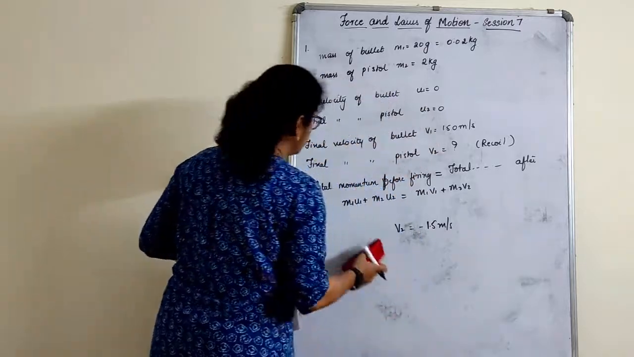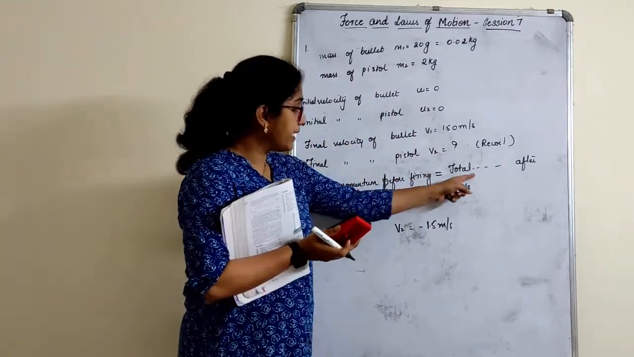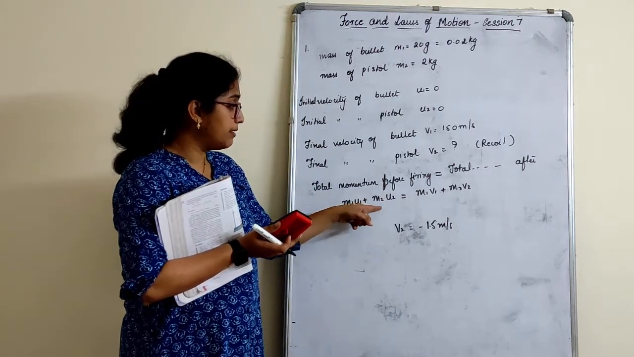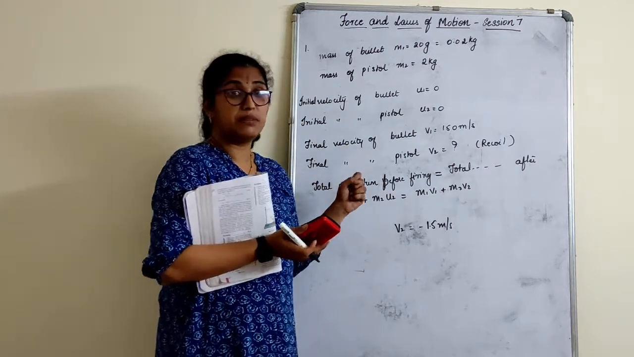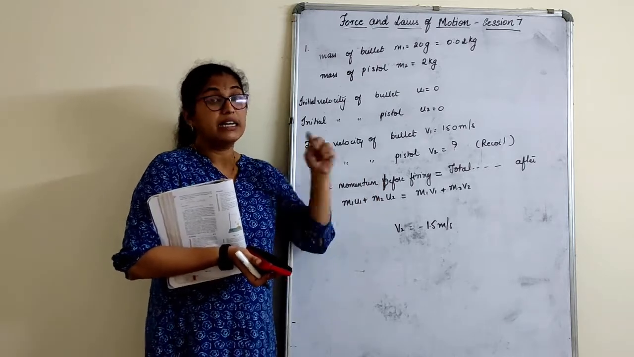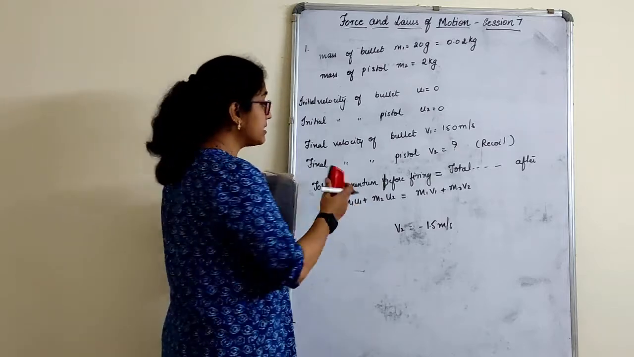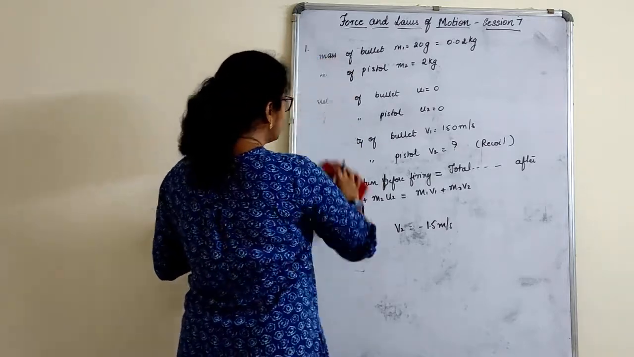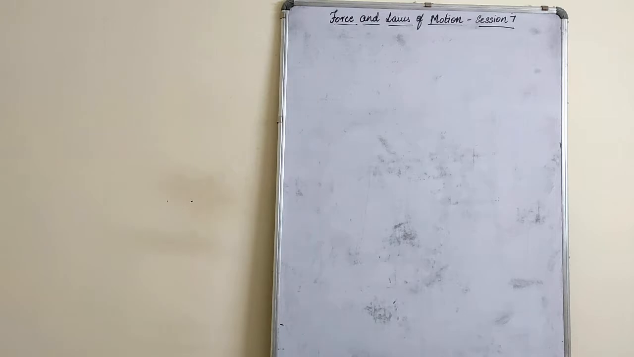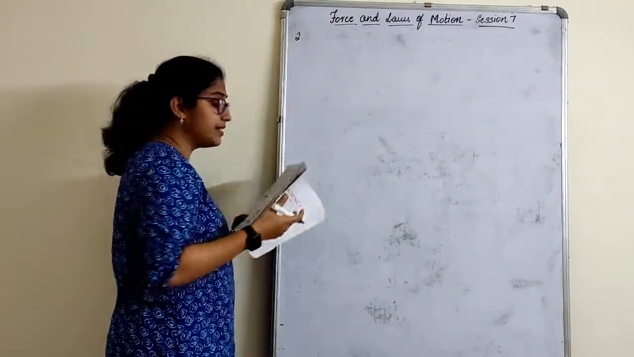Next one is again similar, but remember that we can use this complete formula M1U1 and M2U2 only when we have something like a bullet fired from the pistol. There it works out clearly. In the next two sums, we apply the same formula. You will understand how the mass is considered in that case. We'll start with the next one. We'll first read the question.